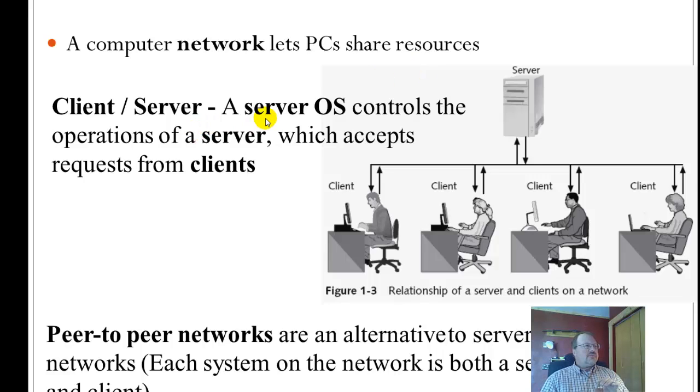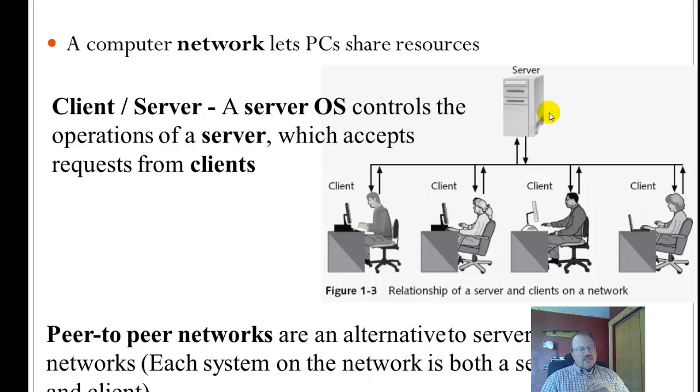Client server is a server OS controls the operation of a server which accepts requests from clients. Think about that. Did we give examples of that? Now, let's see, a peer-to-peer network, we really don't see those anymore, maybe in a small business, but peer-to-peer networks are an alternative to server-based networks. So each system on the network is both a server and a client.